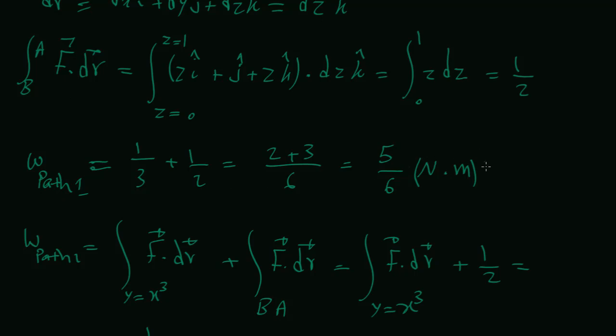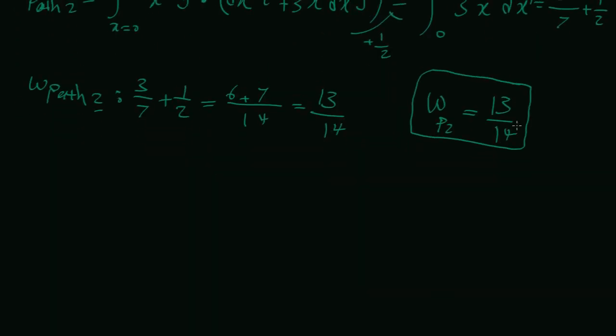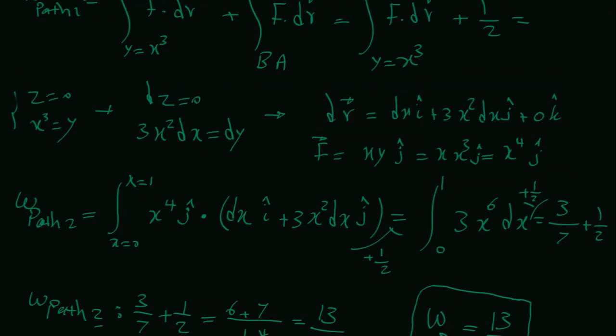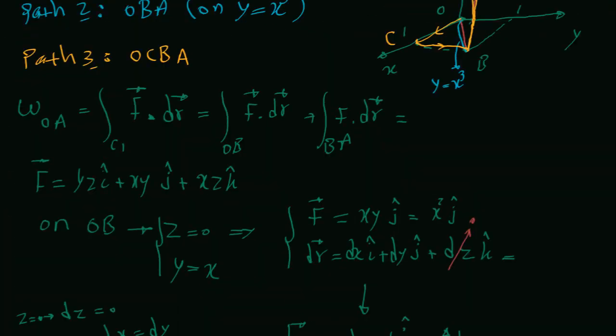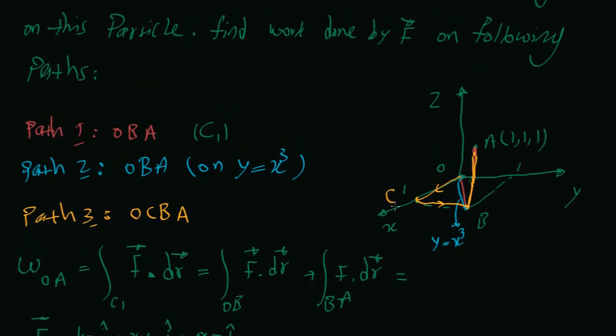So here, this was equal to W path 1. It was 5 over 6 on path 1 and 13 over 14 for path 2. So let's calculate the work on path C, the third path here. We should go on the x-axis from O to C and then from C to B, and the third part, which we have calculated before. So let's calculate the work on these two pieces.